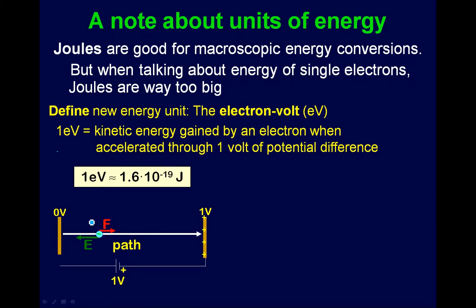We're going to find that joules are too big of an energy to use when we're talking about electrons and atoms. So we're going to define what's called the electron-volt. And this is the kinetic energy gained by an electron when accelerated through 1 volt of potential difference.